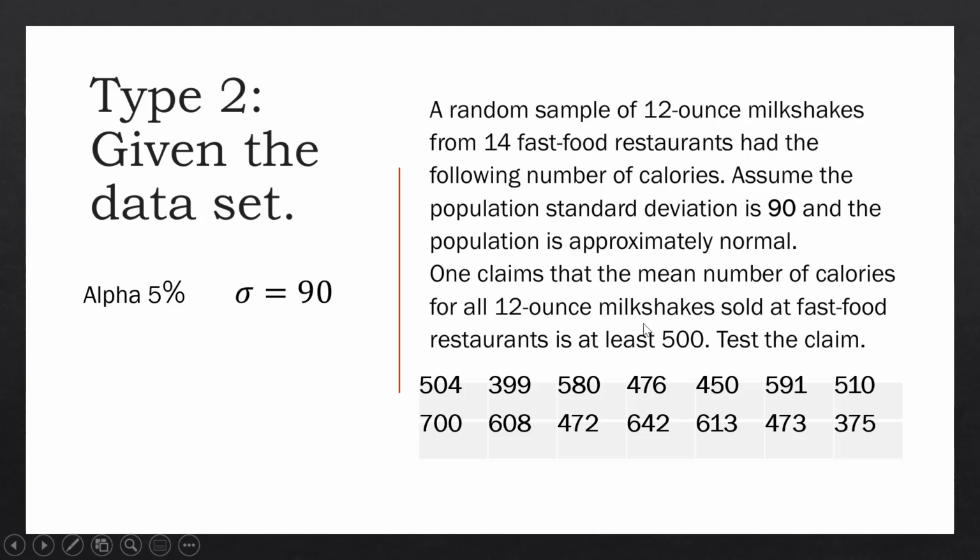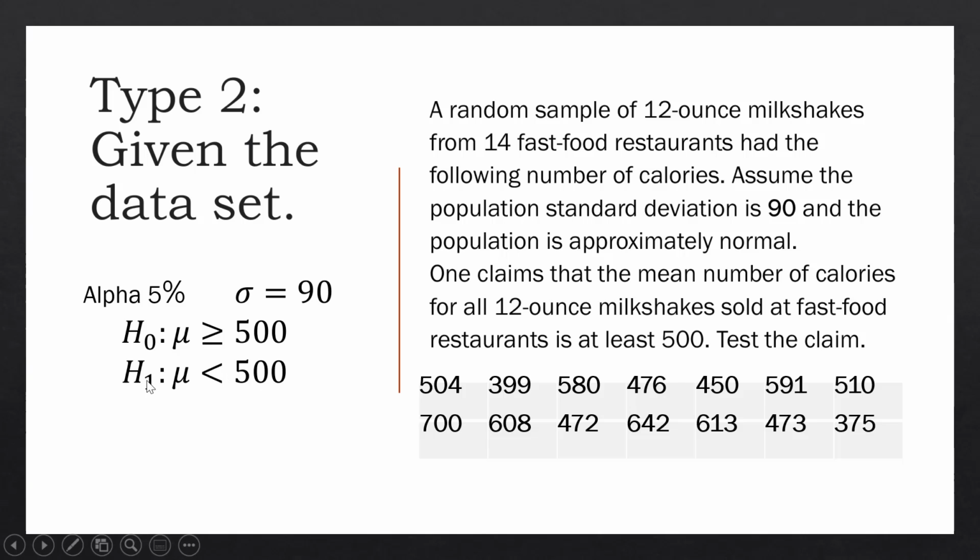Sigma here is 90. Now we look at the claim to define the null and the alternate hypothesis. Here the question said at least 500. That means mu is greater than or equal to 500. And the opposite is mu less than 500. So here's the thing. When you define the null and the alternate hypothesis, you have to define two opposite statements. And the statement that has the equal sign is the null hypothesis. So the non-strict inequality is the null hypothesis, and the strict inequality is the alternate one. See that?